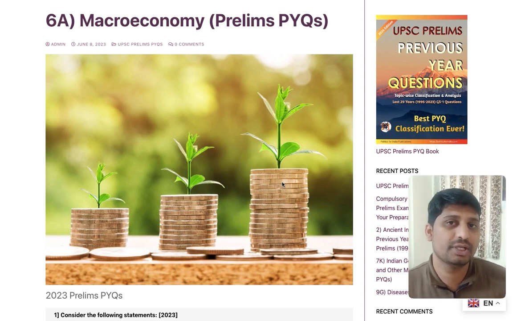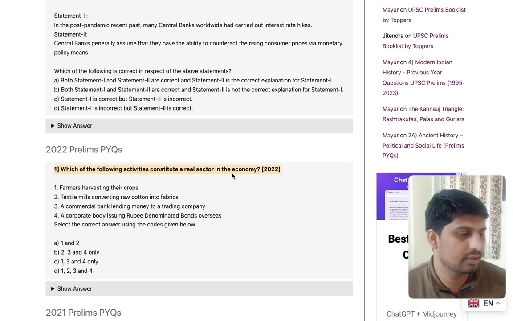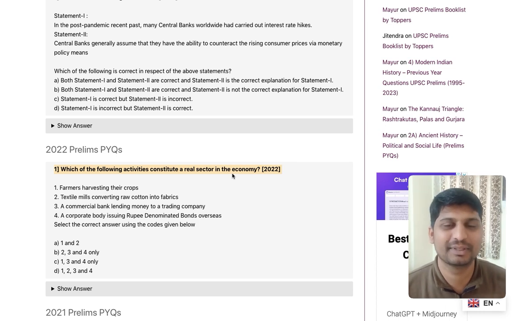I don't suggest that you change the book immediately. You start with some basic book. Not any book will be comprehensive, some things you'll have to add, but whatever little part is missing from that book can be understood on the basis of PYQs. I'll give an example. In 2022 there is this question: which of the following activities constitute a real sector in the economy? Now, in most of the books, this topic has not been covered. What is real sector? What is nominal sector? Now you'll say my book is wrong or something like that, but that's not the case.